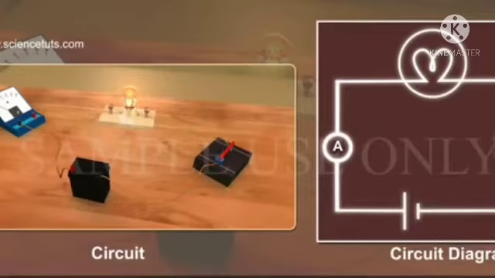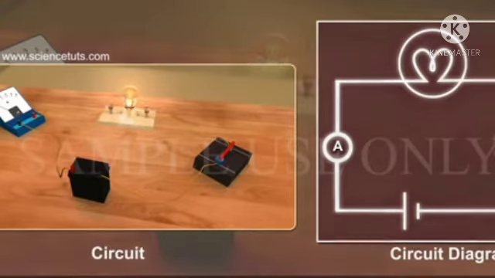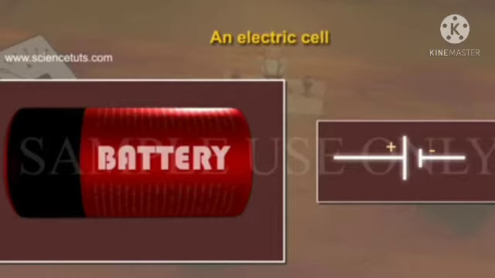Electric circuit diagram and circuit. A circuit may be represented by a diagram that uses symbols for the elements used in the circuit, showing how the elements are connected to each other. Such a diagram is called an electric circuit. Let us see the different components and their symbols used in the circuit diagram.